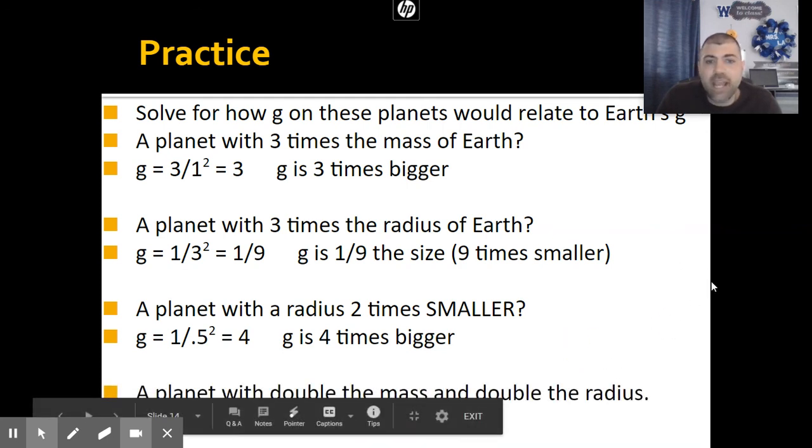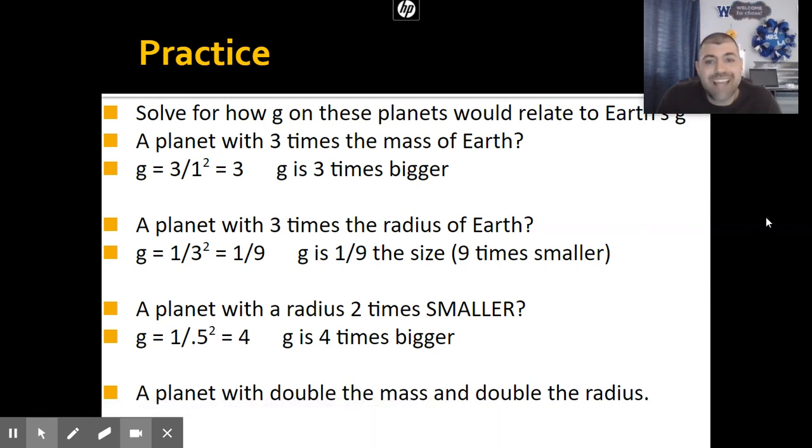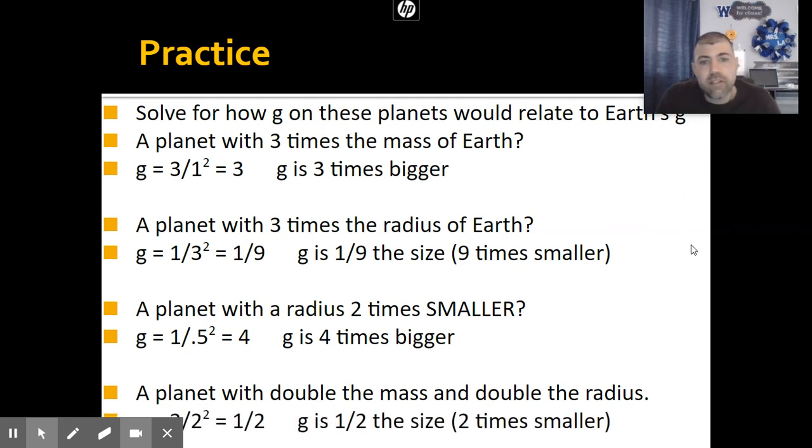And the last one, oh, I hate that little sign that pops up so much. A planet with double the mass and double the radius. Now you're going to double both in this case. Double the mass and double the radius. So a 2 up top and a 2 on the bottom. But the 2 on the bottom is squared. That answer is going to be 1/2 of the g.